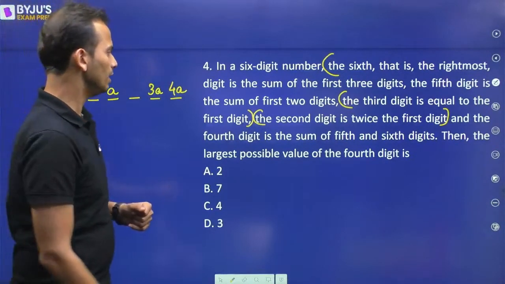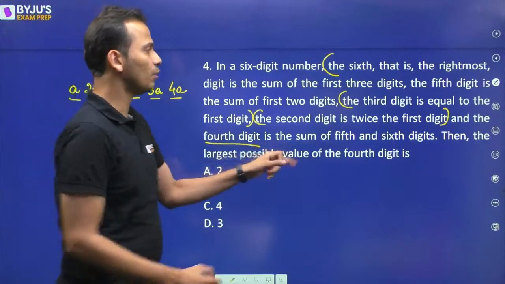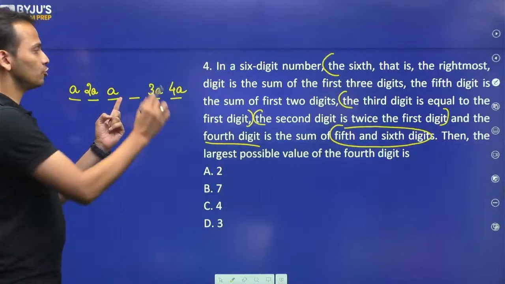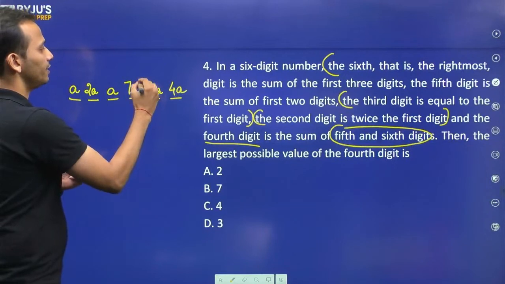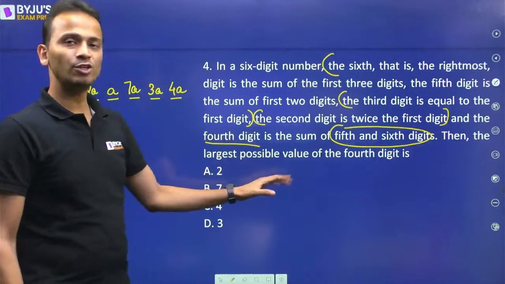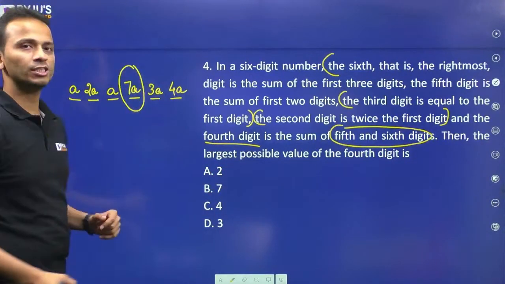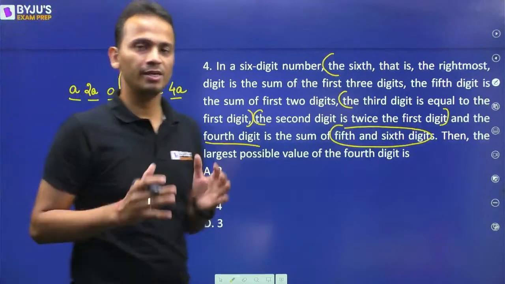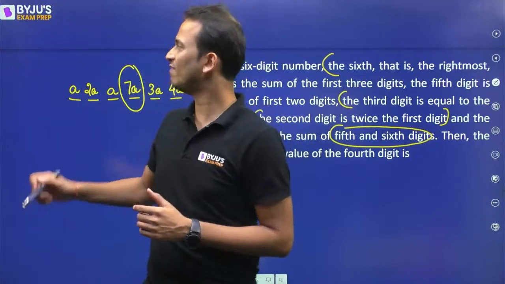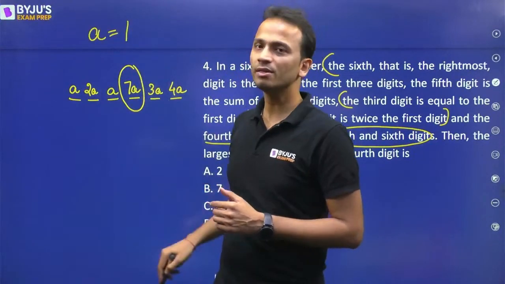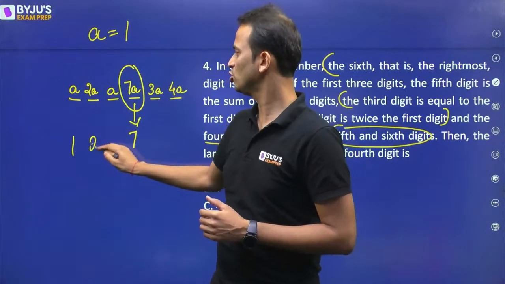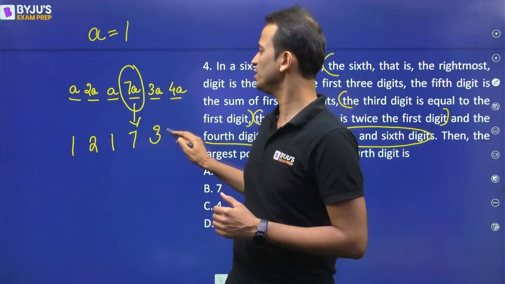All right. And then the fourth digit is the sum of the fifth and sixth. So the fourth digit is the sum of these two. So 3A plus 4A, that is 7A. Now these are all the digits. Now they want the largest possible value of the fourth digit. Now 7A is a single digit number. So the maximum possible value of A can be 1, and hence this digit will be 7. The entire number will be 1, 2, 1, 7, 3, 4.